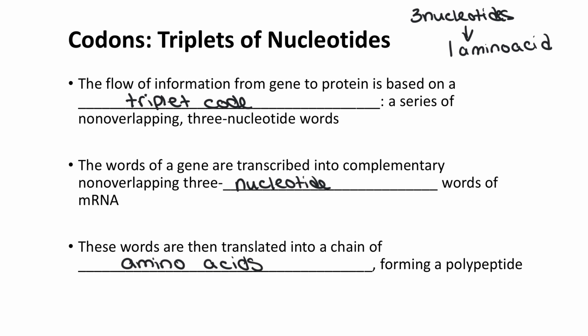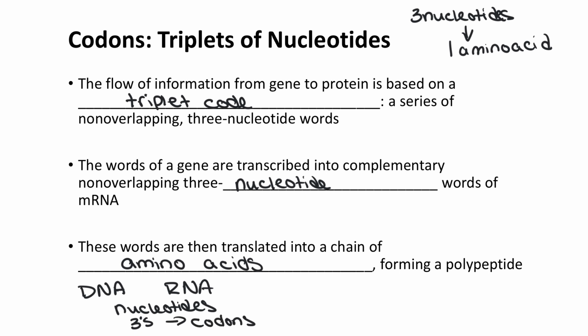Okay, so DNA and RNA both contain nucleotides, and those nucleotides are read in groups of 3s called codons. When we move to protein, though, protein is going to be made of amino acids. So for every 3 nucleotides, we are going to be able to code for 1 amino acid.